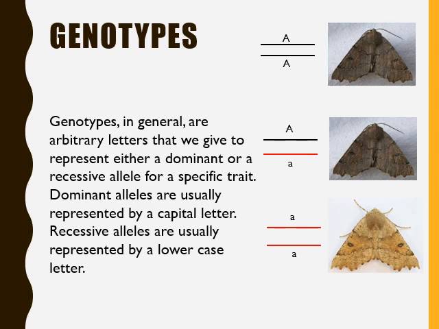So here we've got a moth. This capital A represents a dark allele. So if you have two dark alleles, what color is it? Dark. You have one dark allele and one totally broken allele that doesn't work. Dark. Two totally broken alleles? White, because you are not producing any pigment.